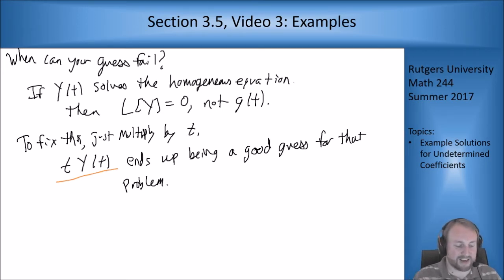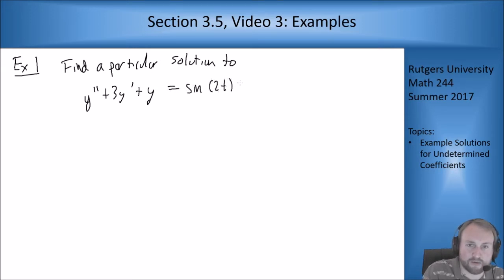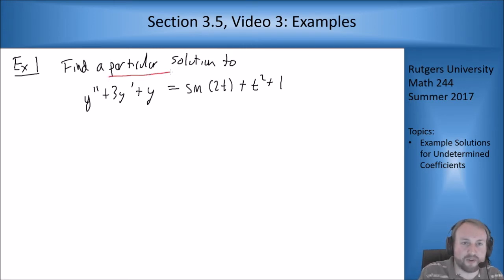So let's go ahead and take a look at an example of solving a problem using this method. I want to find a particular solution to this ODE: y double prime plus 3y prime plus y equals sine of 2t plus t squared plus 1. Now this term, particular solution, is used to describe this capital Y that we're getting from this method that solves our non-homogeneous equation. Then we get the general solution by adding that to the homogeneous solution to the equation. So if this is my right-hand side, sine 2t plus t squared plus 1, what should I guess for my y of t?